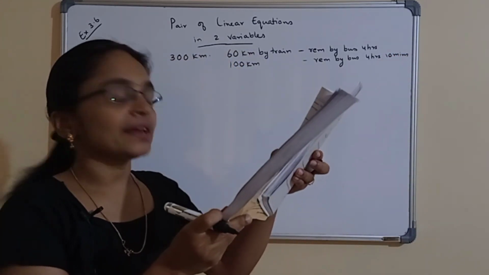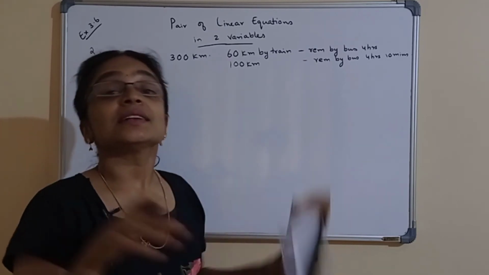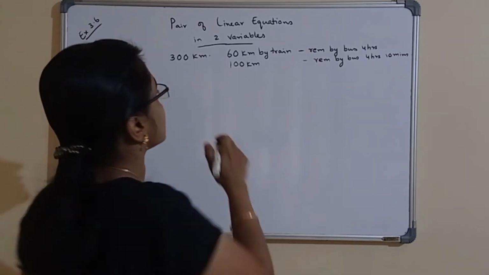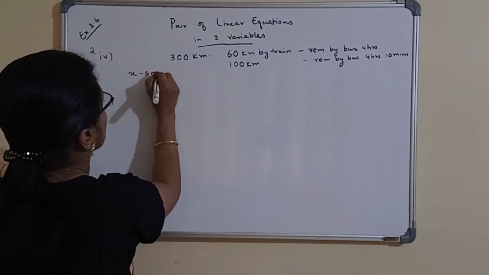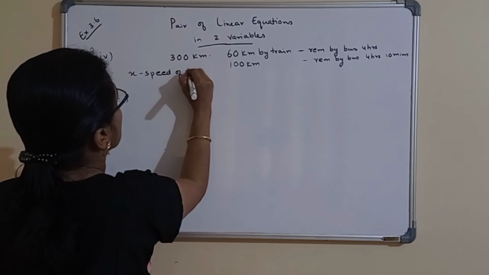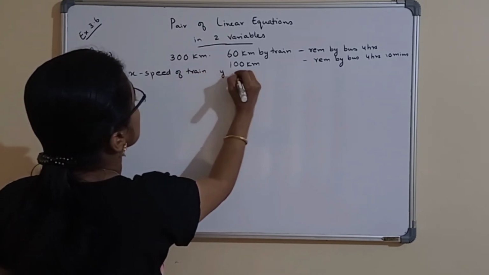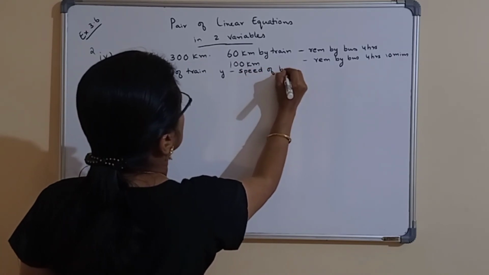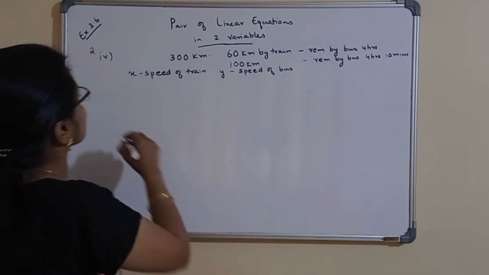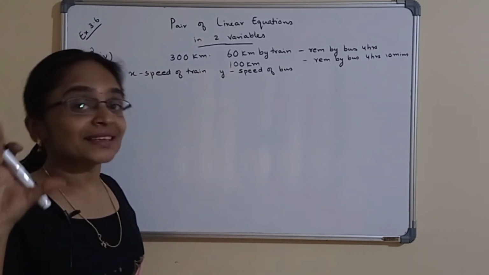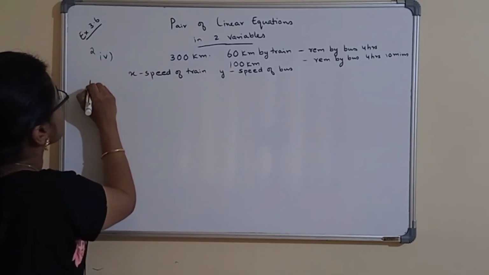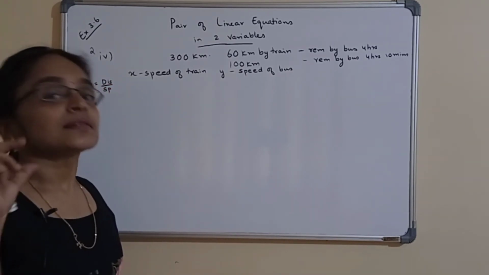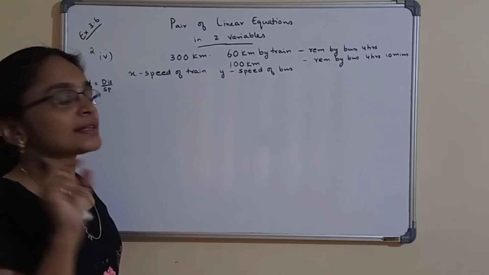So we have to find the speed of train and bus separately. The question is, we have to find the speed of train and bus separately. Let x be the speed of train and y be the speed of bus. And we know that time is given. So we know that time is equal to distance by speed, right?